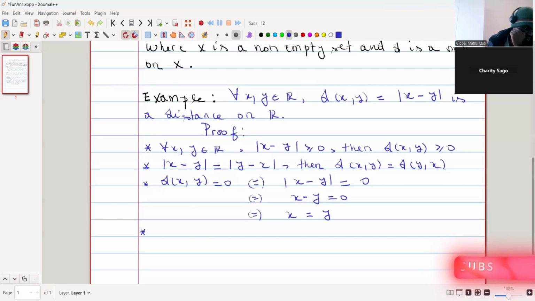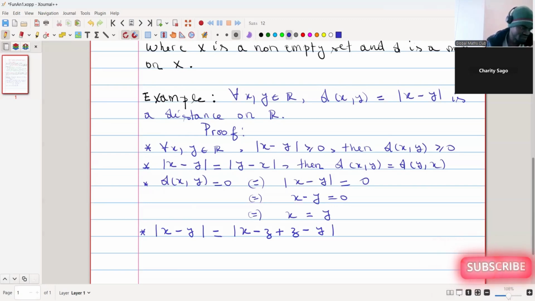And the last one: the absolute value of x minus y is equal to the absolute value of x minus z plus z minus y. I hope that you understand. So I added z and I also removed z.